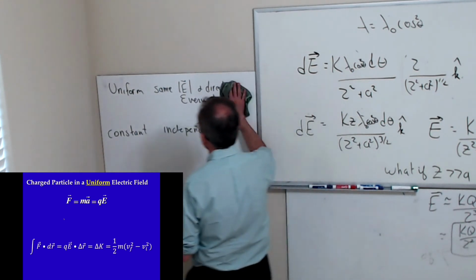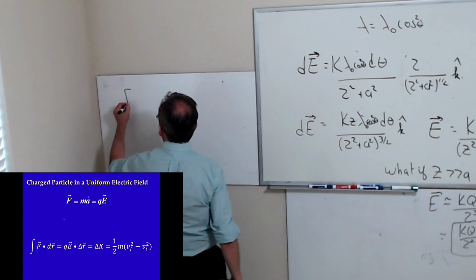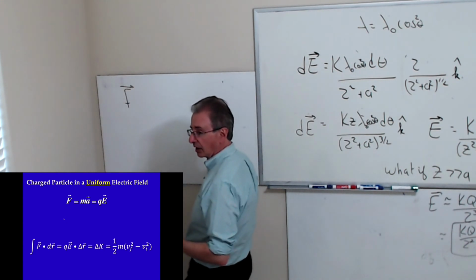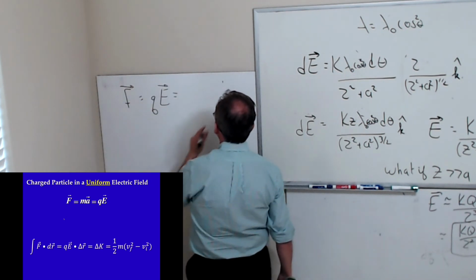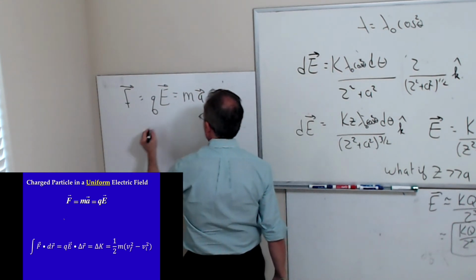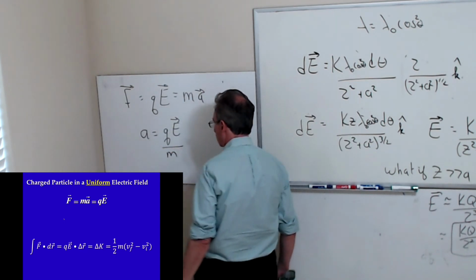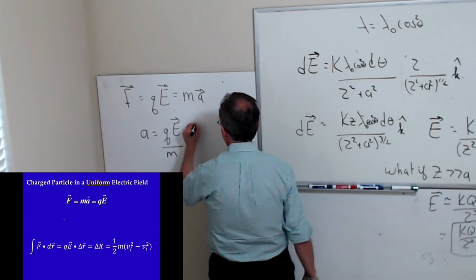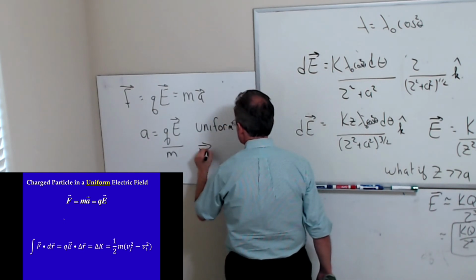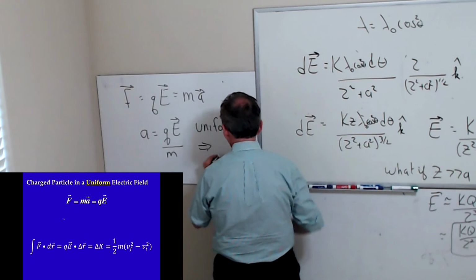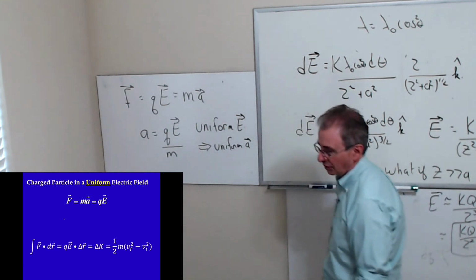So let's say you have a uniform electric field. You have a charged particle in an electric field. The only force acting on the charge is from the electric field. And according to Newton's second law, F is ma. So a is qE over m. That means the acceleration is constant. So a uniform electric field implies a uniform a, or a constant a, I guess we can say.